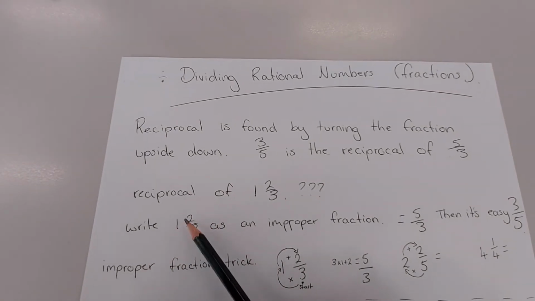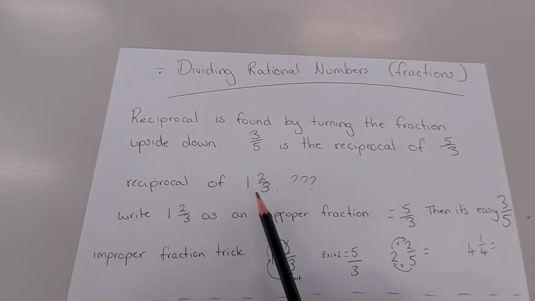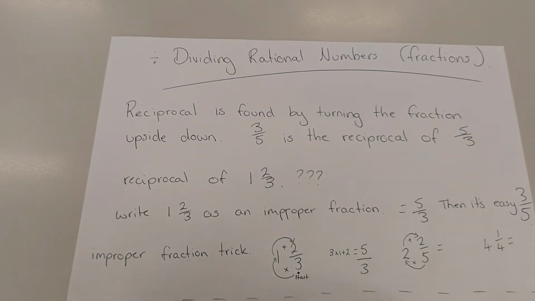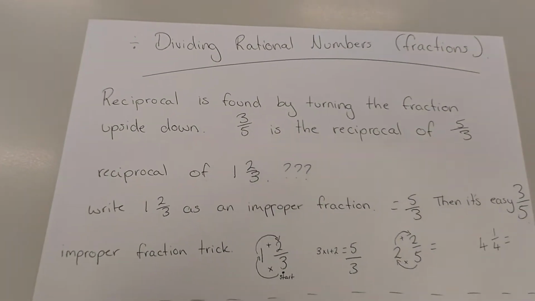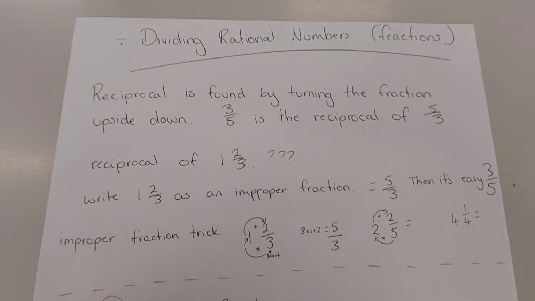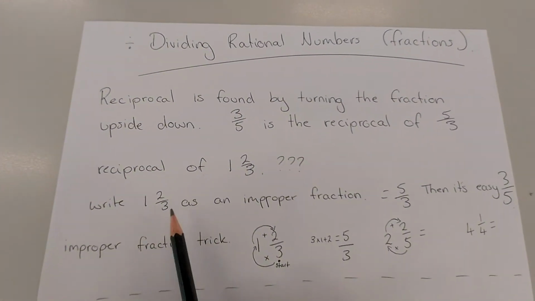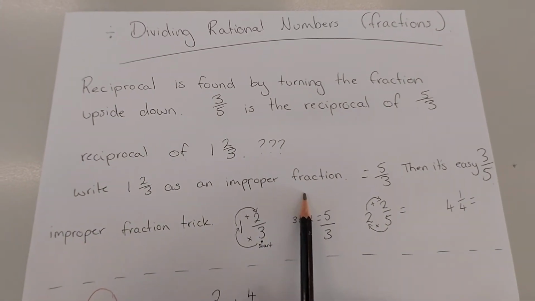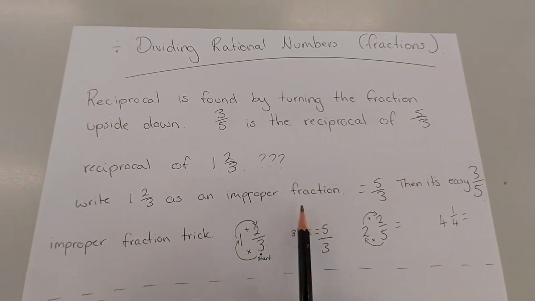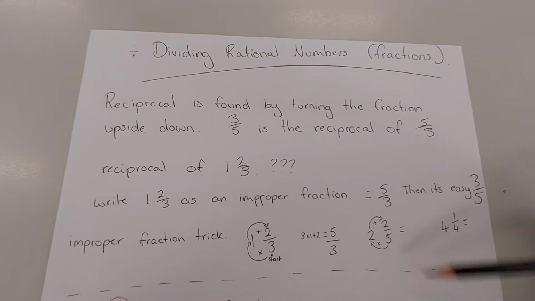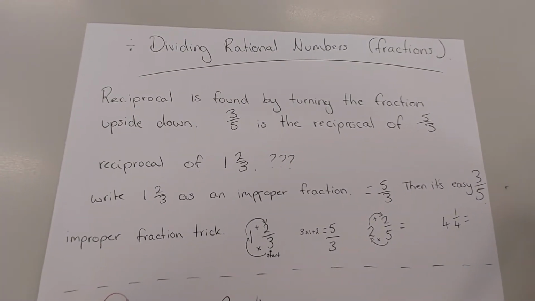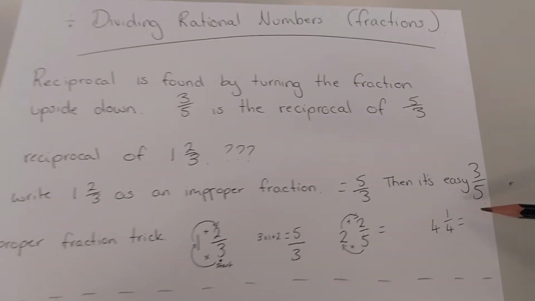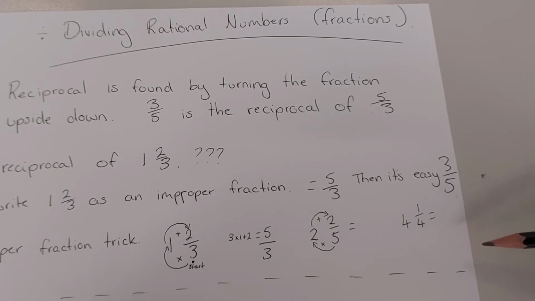All right? So what is the reciprocal of 1 2/3? That becomes a little bit more complex. It's not 1 3/5. Okay? What we have to do is turn 1 2/3 into an improper fraction, which you looked at, I think, the week before with Mr. Rolls, okay? So 5/3 is how you make that into an improper fraction. And then it's easy to turn into a reciprocal because it becomes 3/5.